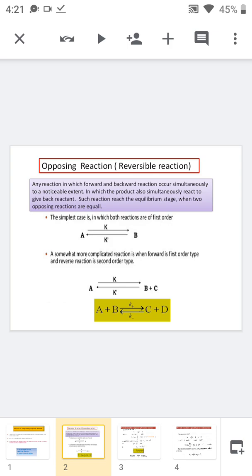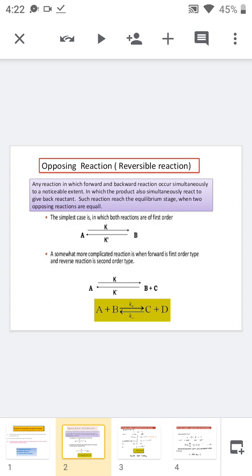The next example is where the forward reaction is first order and the backward reaction is of second order. See this example, A reversibly gives B plus C. Here in the forward reaction there is only one reactant A, whereas in the backward reaction there are two reactants B and C. The next type is where both the forward and backward reactions are of second order. In the forward reaction A and B react together, whereas in the backward reaction C and D react together.